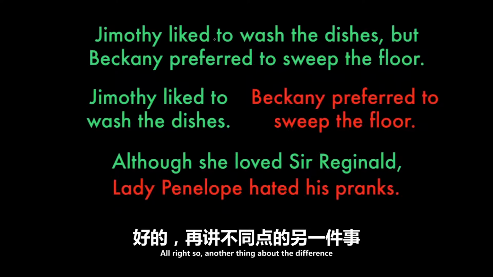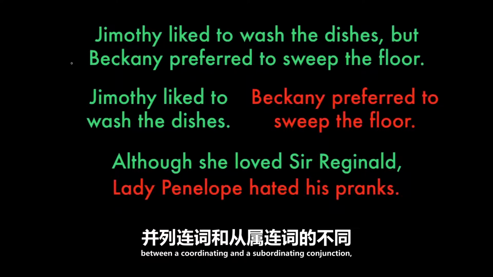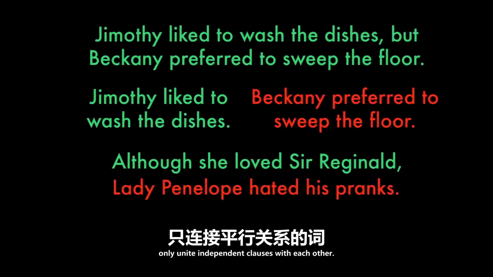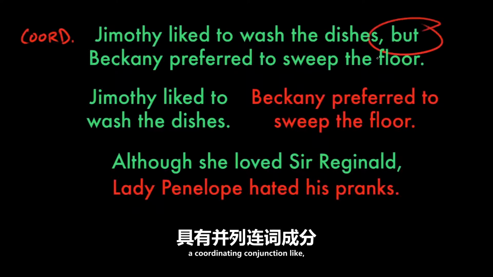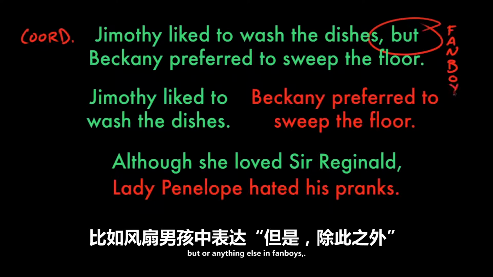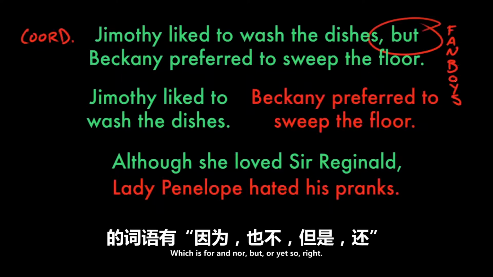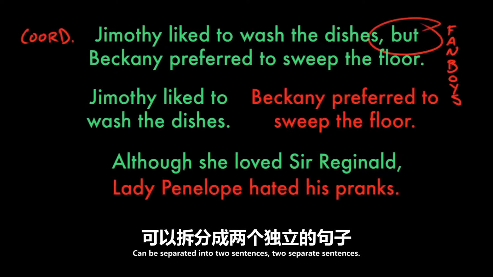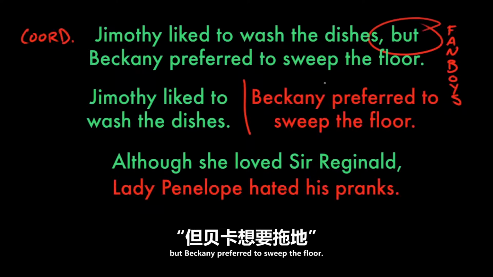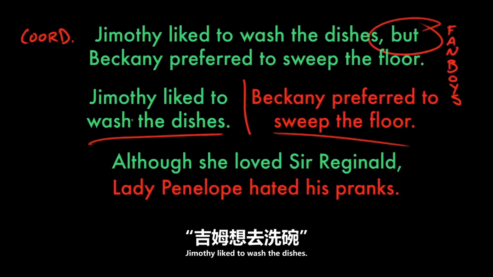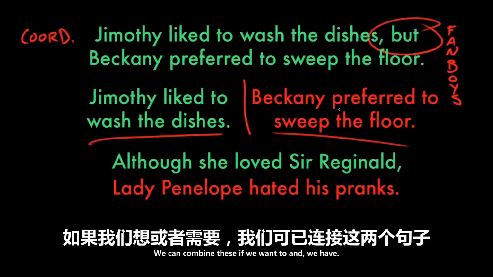All right, so another thing about the difference between a coordinating and a subordinating conjunction is that coordinating conjunctions only unite independent clauses with each other. Which means any sentence that has a coordinating conjunction like but or anything else in fanboys, which is for, and, nor, but, or, yet, so, can be separated into two separate sentences. Look at this. Jimothy liked to wash the dishes, but Beckany preferred to sweep the floor. Now, these can each be their own sentences. Jimothy liked to wash the dishes. Beckany preferred to sweep the floor. We can combine these if we want to, and we have.